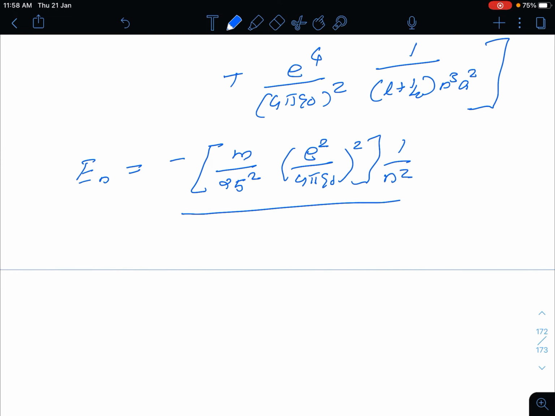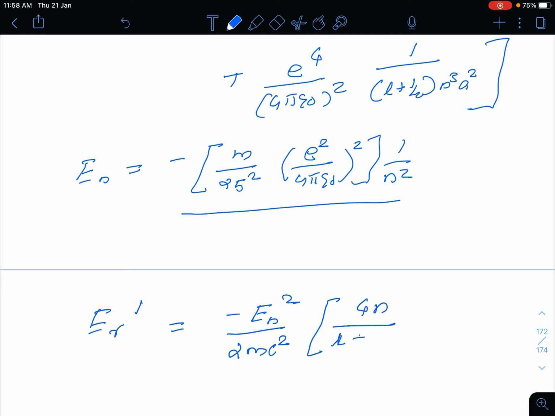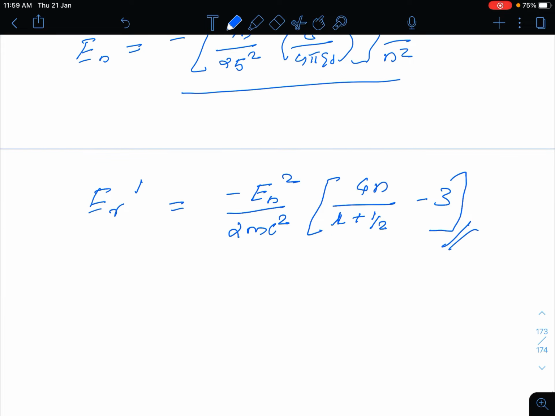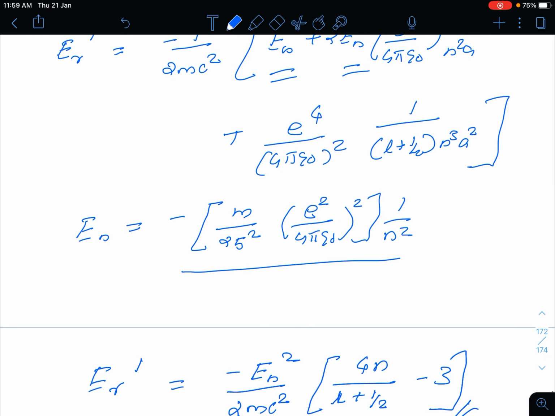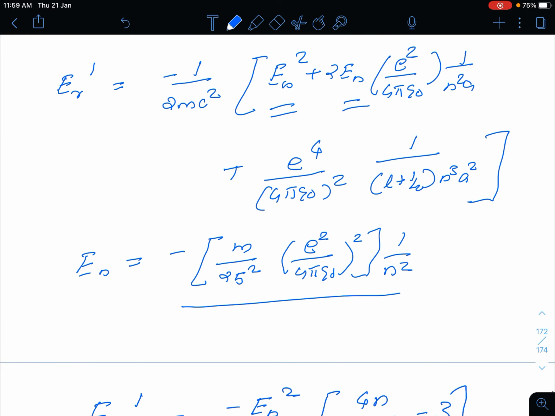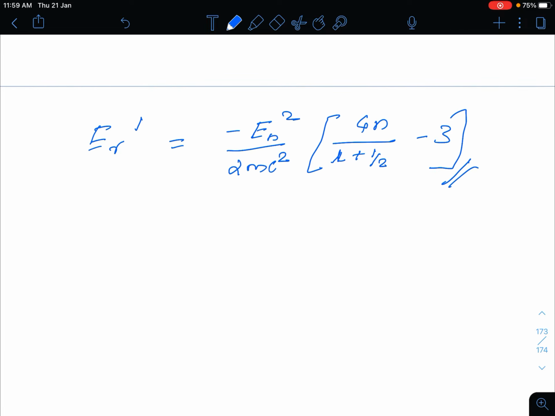So the minus can also be rearranged. So you will be getting the E_R1 to be minus En square divided by 2 mc square into simply 4n by (l plus half) minus 3. So this is the relativistic correction as far as the hydrogen atom is concerned. Clear? So what I am doing here is I am just putting En back into this equation and rearranging it. So that will be clear. So I think that is somewhat clear for you.